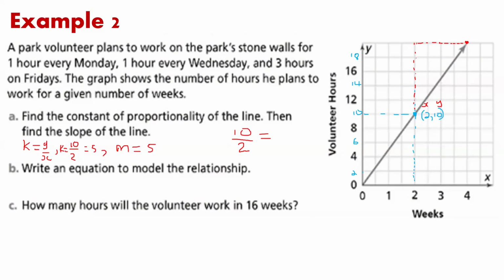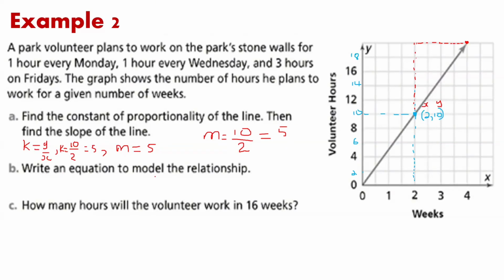Now, what is 10 divided by 2? 10 divided by 2 is equal to 5. So using rise over run, I still get the slope to be 5. So as we said before, once the graph is a proportional graph, the slope is the same as the constant of proportionality. So now let us look at part B.